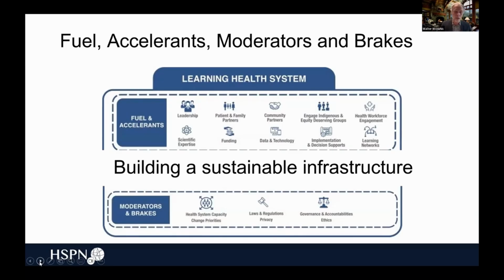The other piece around building health system capacity, we're part of building health system capacity. This webinar is part of building health system capacity. Identifying change priorities, those are more external. The top fuel accelerants, we think, are a bit more things that OHTs build up themselves. And the bottom, these accelerators and moderators and brakes, are things that the system needs to support. Ensuring that laws and regulation enable the activity of the learning health system, ensuring that privacy enables the sharing of data, ensuring that governance and accountabilities are set to support this work.